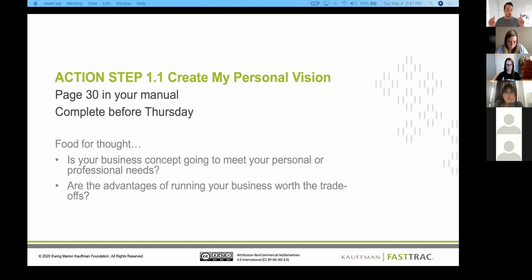Okay, so action step 1.1, create my personal vision. This is to be completed before coming to our session on Thursday. So if you have any questions about this, I am available. Come and see me, talk to me. But I definitely suggest getting this done before your next session. If you're having troubles, open office hours are readily available, but it's a pretty easy thing to go through. It's right in the manual for you. Any questions about this?